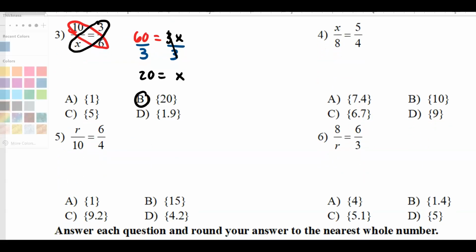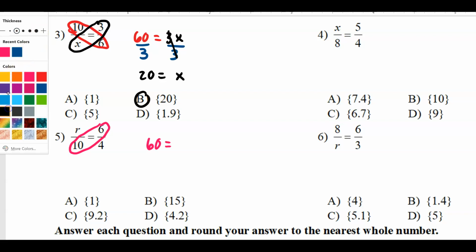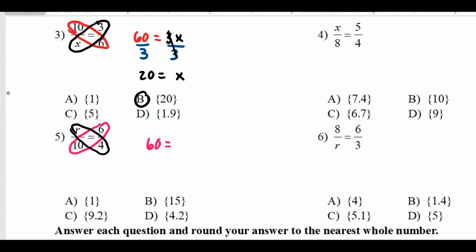Number 5. Go ahead and say 6 times 10, 60. Is equal to, and now we're going to go ahead and do 4 times r, 4r. Always put the number first in the variable section. And again, we're just going to go ahead and divide by 4, divide by 4, and 4 divided by 4 is 1, 1 times r is just r, so we can stop. R is equal to 60 divided by 4 is, use the calculator, 15. You should probably pause and do number 6.